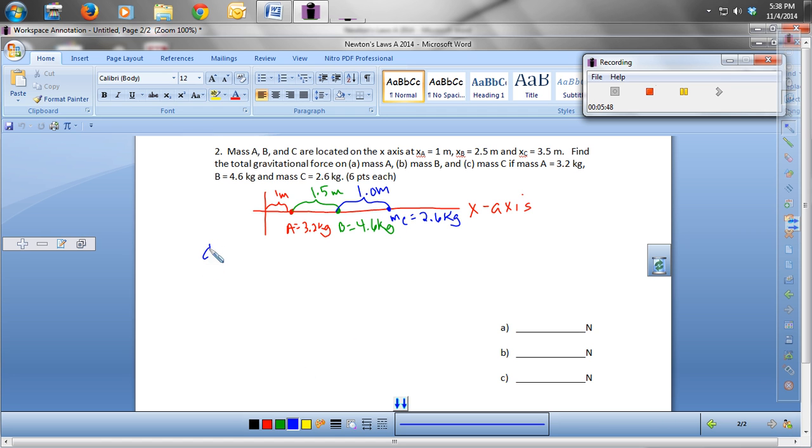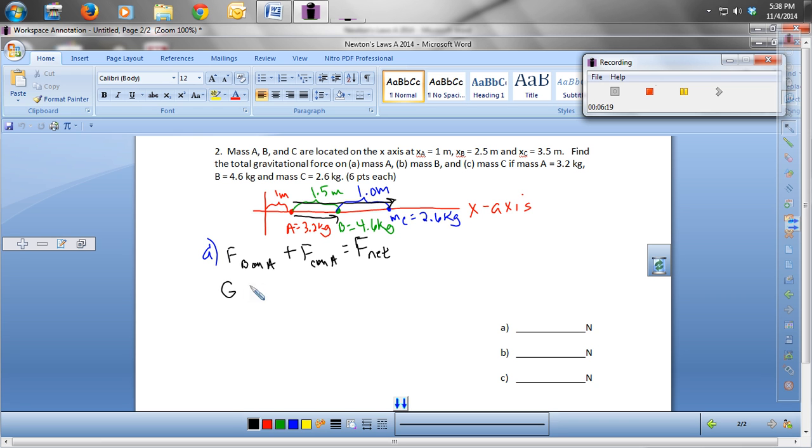Okay, part A wants to know the net force on mass A. Well, every object in the universe attracts every other object in the universe. So B is trying to pull A toward it. C is also trying to pull A toward it. So the force of B on A, added to the force of C on A, will give me the net force on A. I added them because both of them were pulling A to the right.